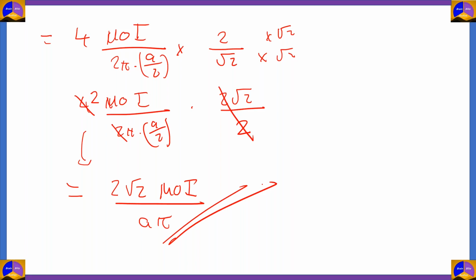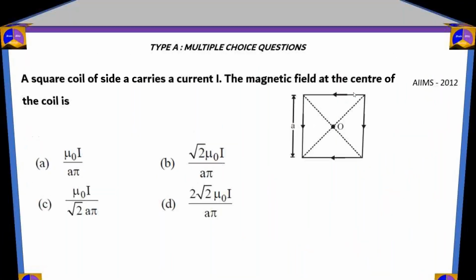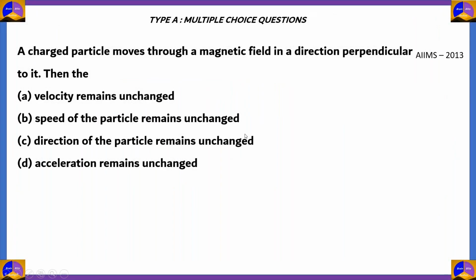And which of these is the right option when it comes to that? Well, 2 root 2 mu naught I by a pi is the same option as option D. So option D will be our right option. And the way we did it is we considered each of the square sides as one straight current carrying conductor, and we used the formula for magnetic field of a straight current carrying conductor at a point. So that's how we got to 2 mu naught I divided by a pi. Option D is the right option.